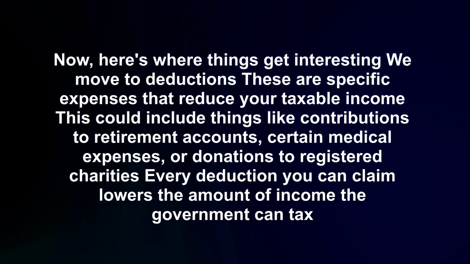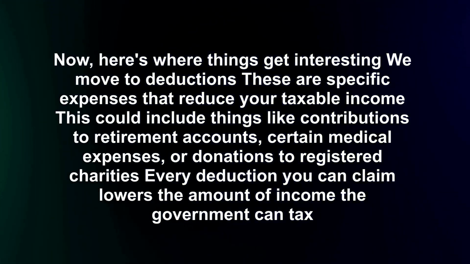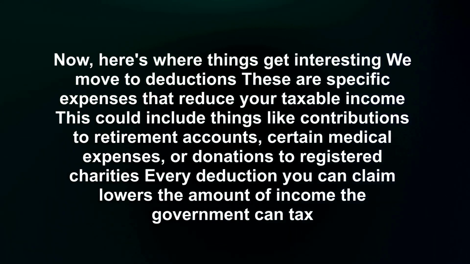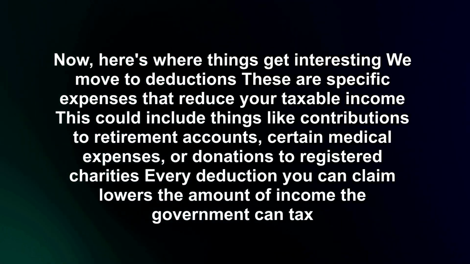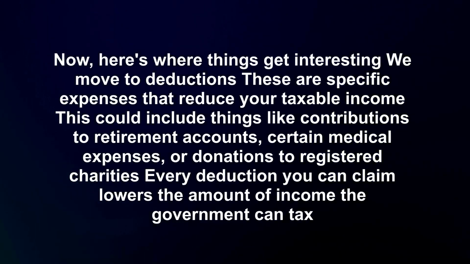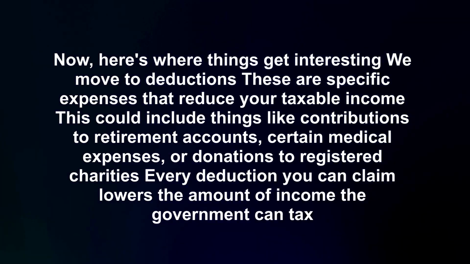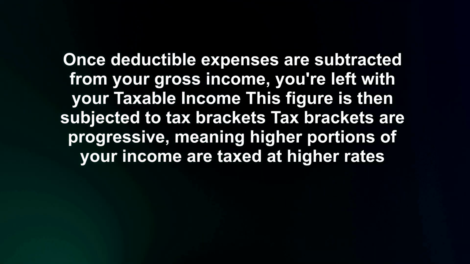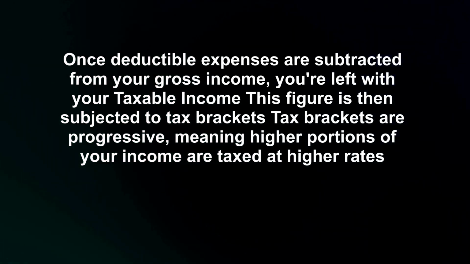Now, here's where things get interesting. We move to deductions. These are specific expenses that reduce your taxable income. This could include things like contributions to retirement accounts, certain medical expenses, or donations to registered charities. Every deduction you can claim lowers the amount of income the government can tax. Once deductible expenses are subtracted from your gross income, you're left with your taxable income.